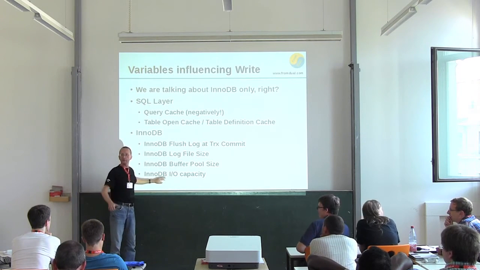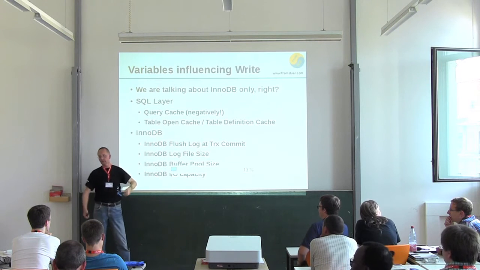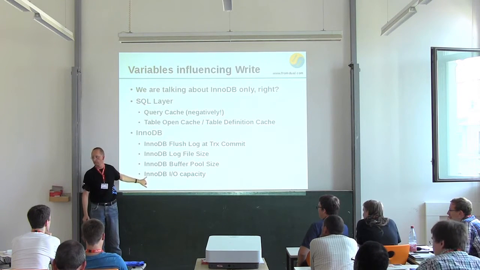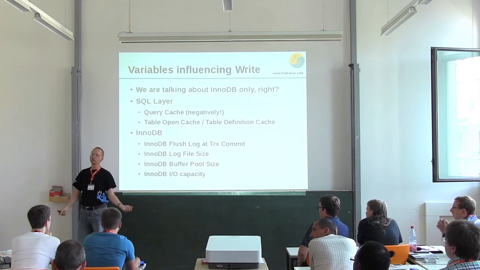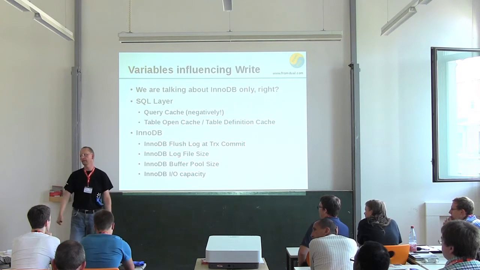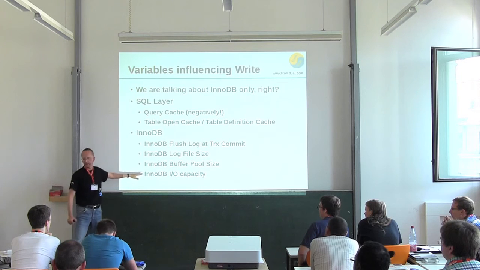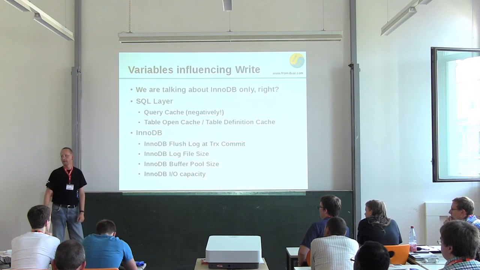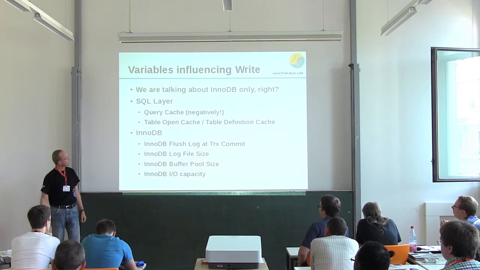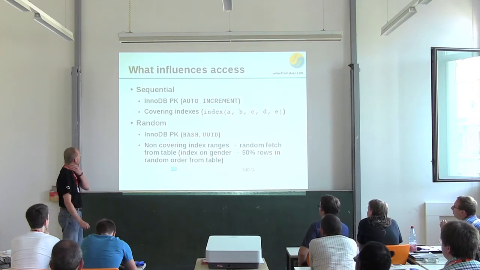Okay. SSD sounds good. InnoDB I/O capacity increased that. The default is 200 I/O per second. This is much too small for a huge SSD disk. An SSD disk can do 10,000 to 100,000 IOPS. Okay, that's our MySQL variables influencing writes.